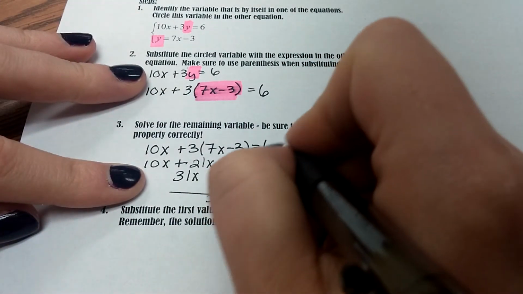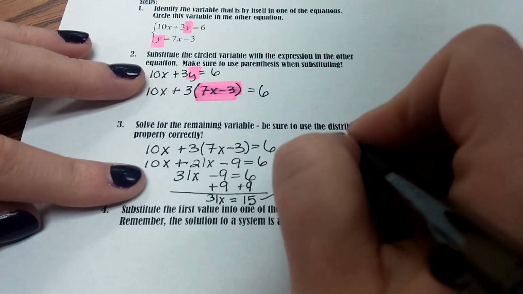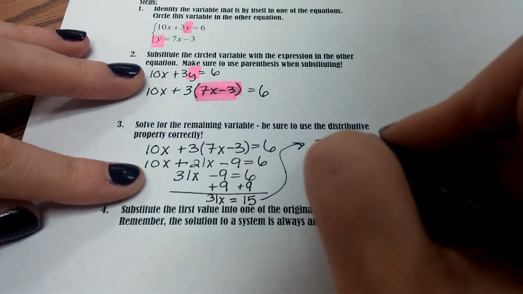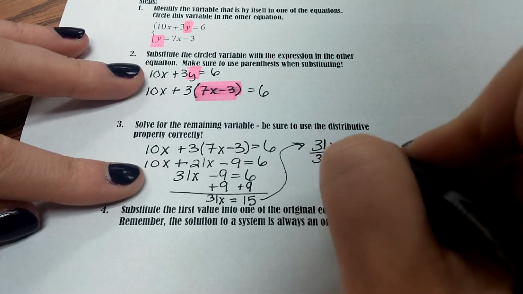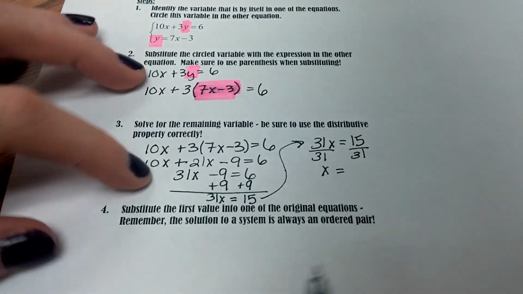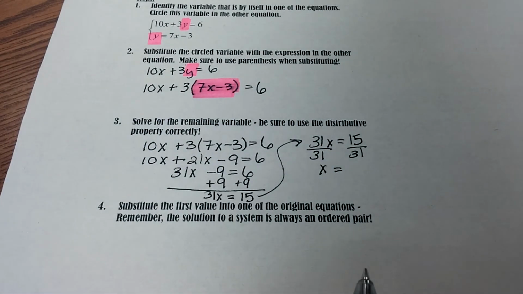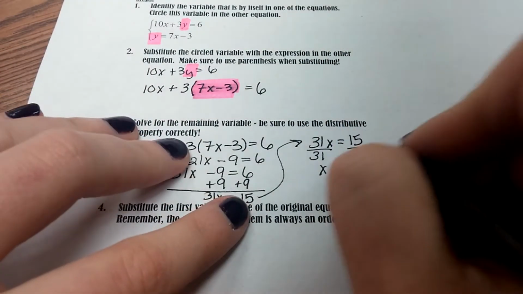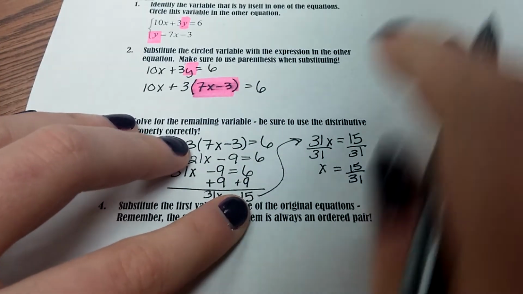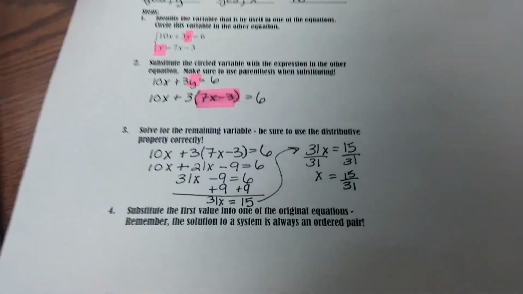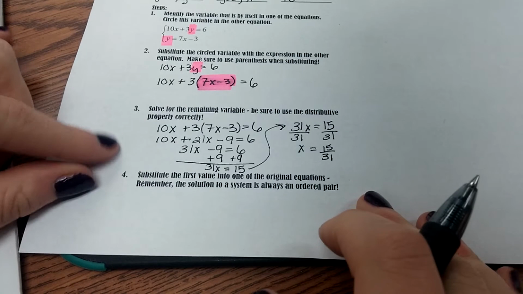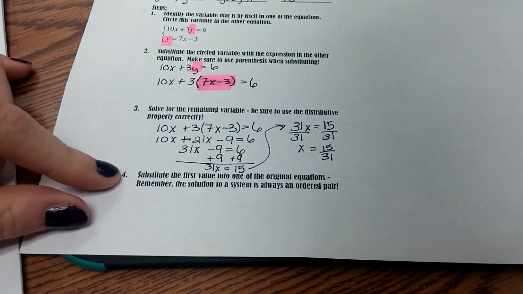I'm running out of room, so I have 31x is equal to 15. In order to solve that, I would divide both sides by 31, which gives me x is equal to 15 over 31, which I do not believe can be simplified. So x is 15 over 31. All right, step 4, substitute the first value into one of the original equations.